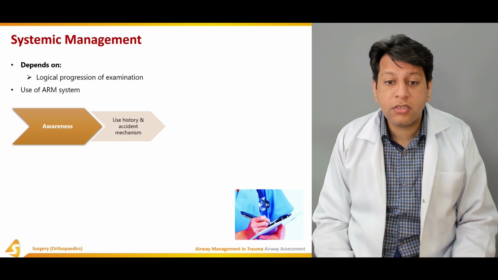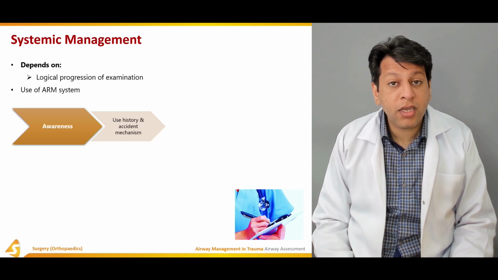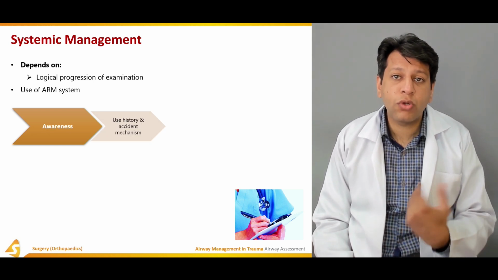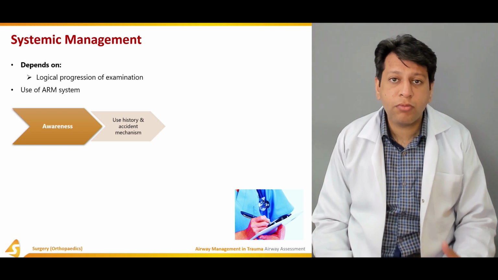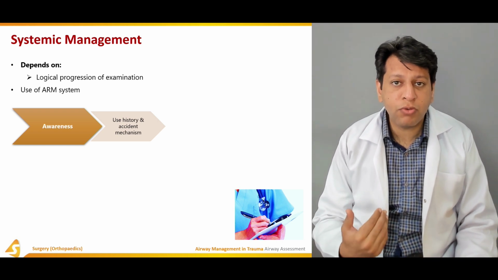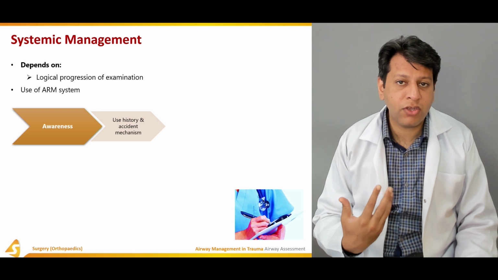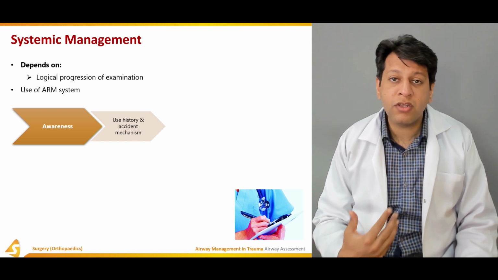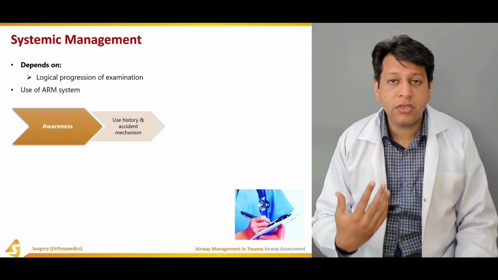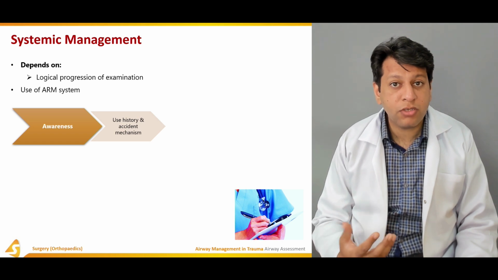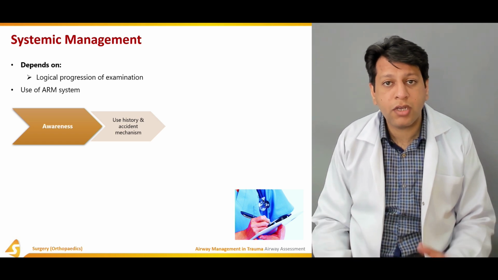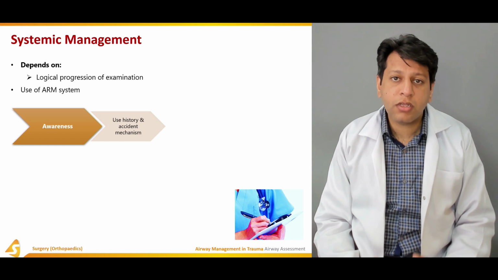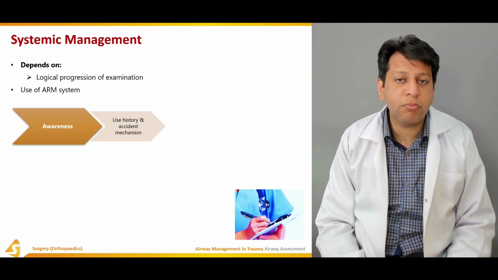What is awareness? Use history and accident mechanism. For example, if a patient was thrown out of the car, then probably not only will there be glass going into the face causing facial trauma, there may be associated pharyngeal or laryngeal injuries, and the patient may have a cervical spine injury as well, because being thrown out of the car dictates what are the possible mechanisms which could be problematic.